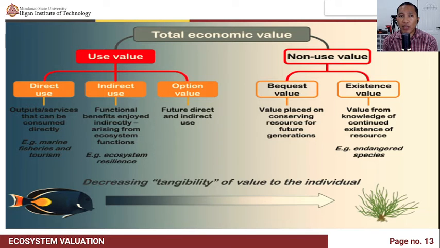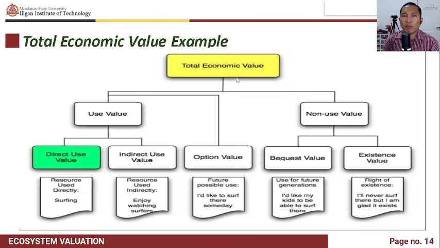We have the indirect use value, the functional benefits enjoyed indirectly arising from the ecosystem function, so we have the ecosystem resilience. And for the option value, we have the future direct and indirect use. For the non-use value, we have the bequest value, or the value placed on conserving resources for future generations. And we have the existence value, or the value from knowledge of the continued existence of a resource, for example, endangered species. So there is a decreasing tangibility of value to the individual from the use value to the non-use value.